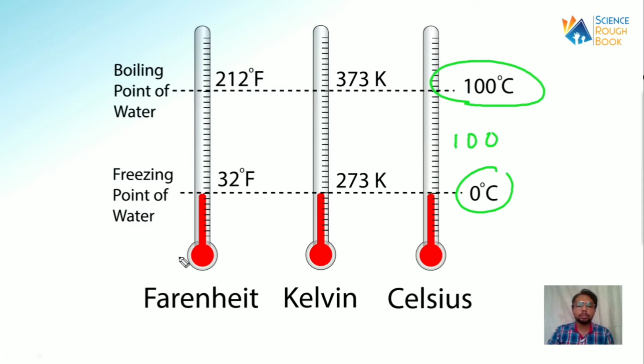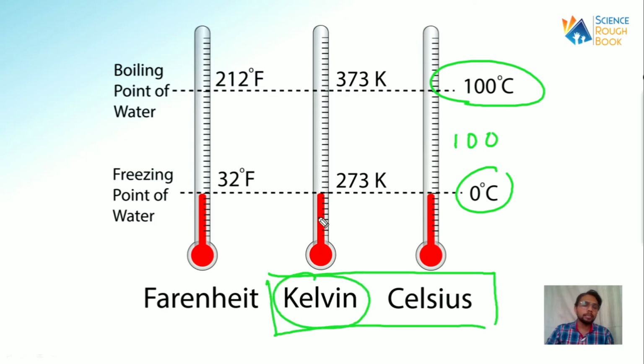Then comes the second one, the Kelvin scale, which is the one included in our syllabus. In the Kelvin scale it starts from 273 Kelvin. That is the starting point, or I can say the melting point of ice: 273 Kelvin. Now how many parts are there? Again 100 parts. And what is the boiling point? 273 plus 100 is equal to 373 Kelvin.